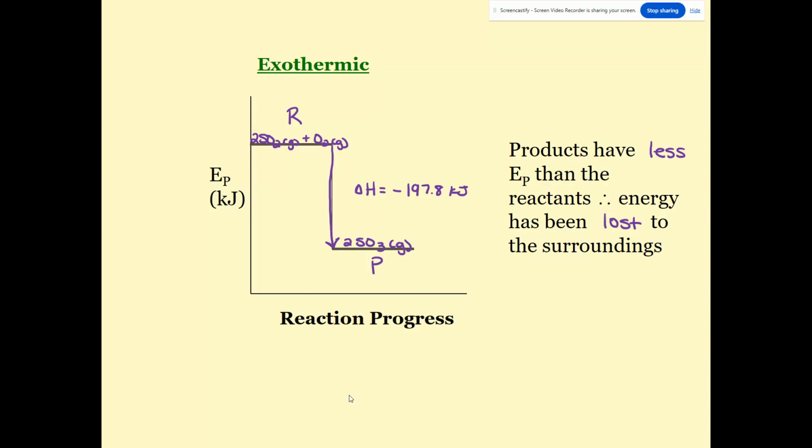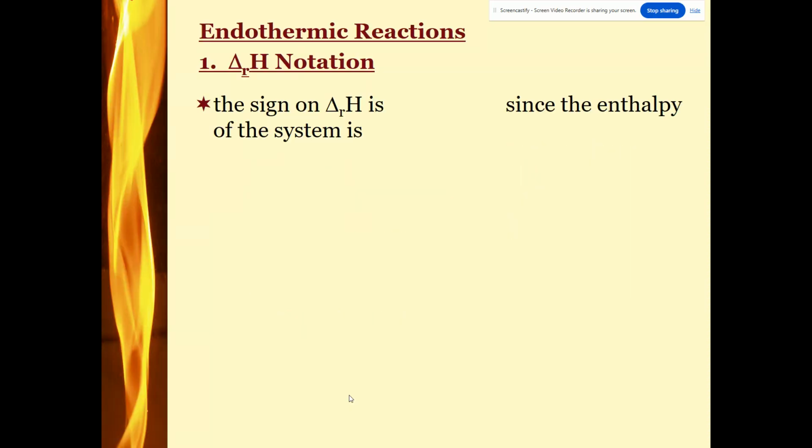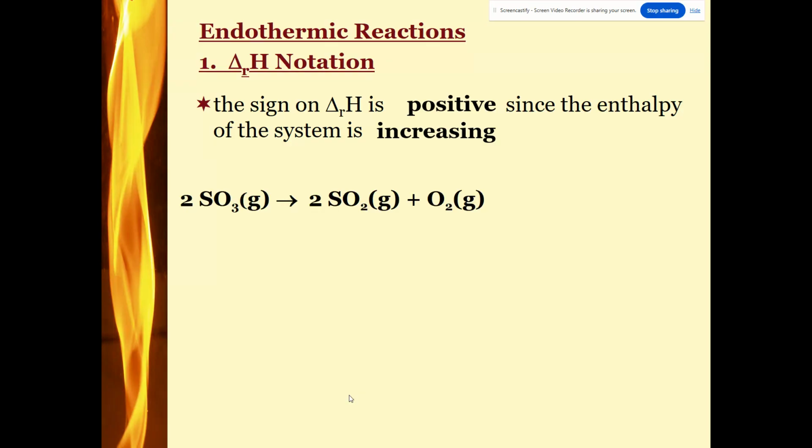Okay, now let's look at those three ways for an endothermic reaction. So delta H notation, again, this shows the enthalpy off to the side of the equation on its own. It's not part of the equation. So this is my same reaction, notice, but it's the reverse process, the sulfur trioxide decomposing rather than being formed. When you flip a reaction, that flips the enthalpy change.